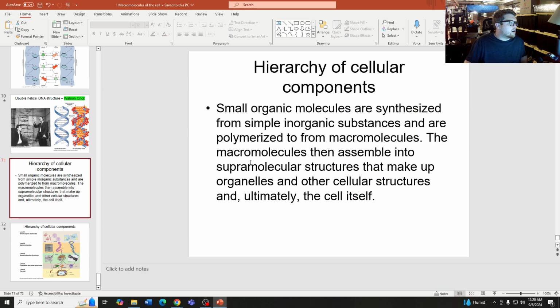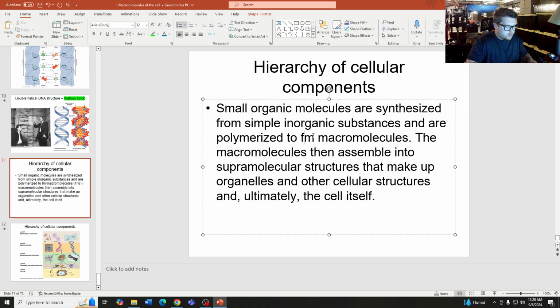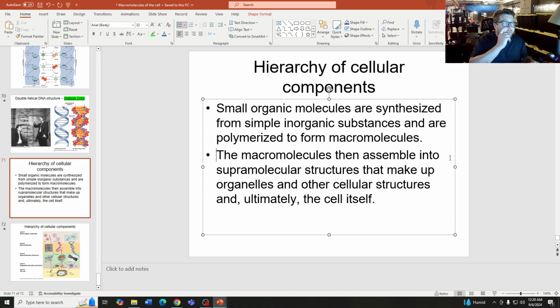There is a hierarchy of cellular components. This is finishing the DNA. Small organic molecules are synthesized from simple inorganic substances and are polymerized to form macromolecules. The macromolecules then assemble into supramolecular structures that make up organelles and other cellular structures and ultimately the cell itself.